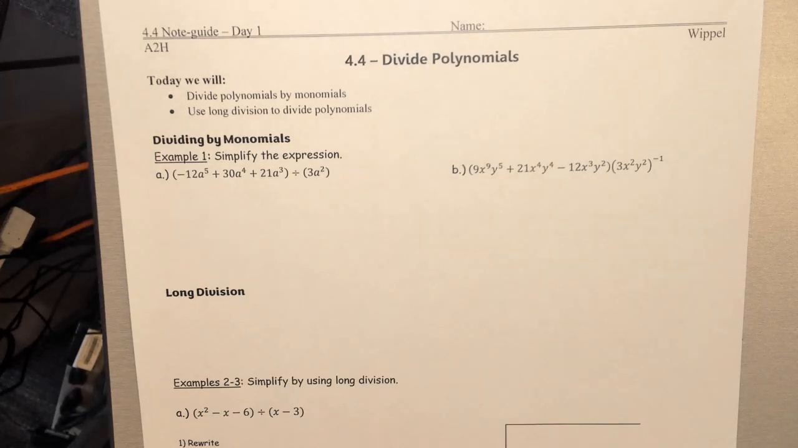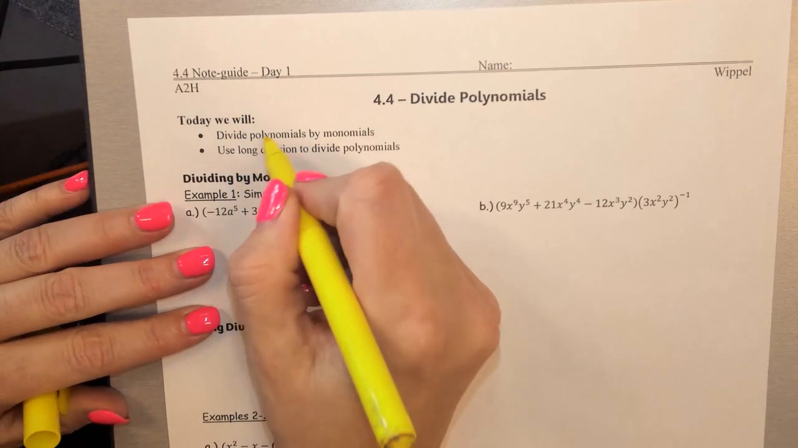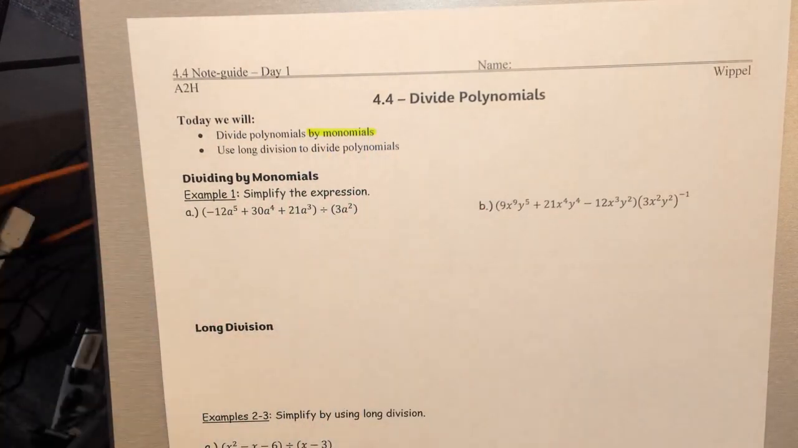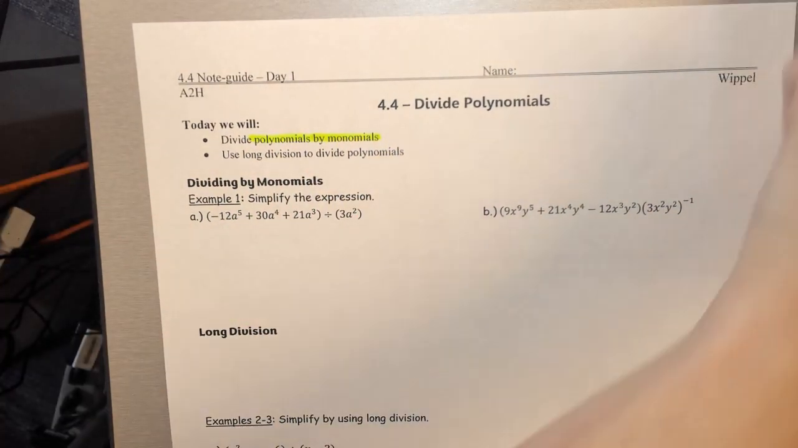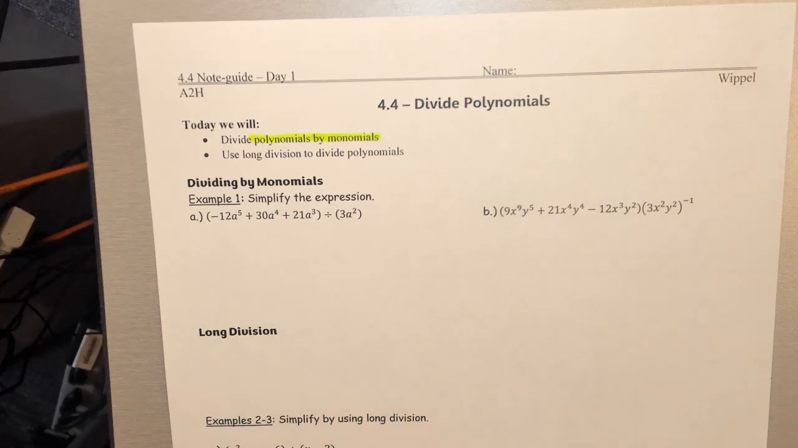Okay, so there are a few ways we're going to be dividing polynomials today. The first thing we're going to do is divide by a monomial. Okay, so here it says, today we will divide polynomials by monomials. So we're going to start there and then we will go back to our warm-up, okay?